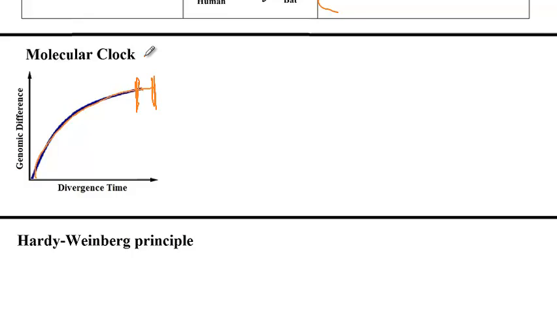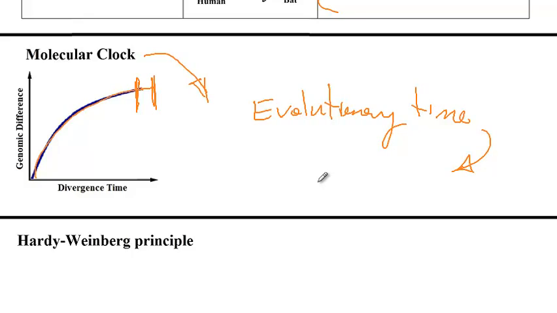In other words, the molecular clock is telling us that evolutionary time could be correlated with the change in genotype. So if the genotype of two species is a lot different, then it means that these two species separated from each other many years ago. Versus if two species like chimpanzees and humans have a very similar genotype, then these two species probably didn't separate from each other many, many years ago. All right, so that's the basis of the molecular clock.